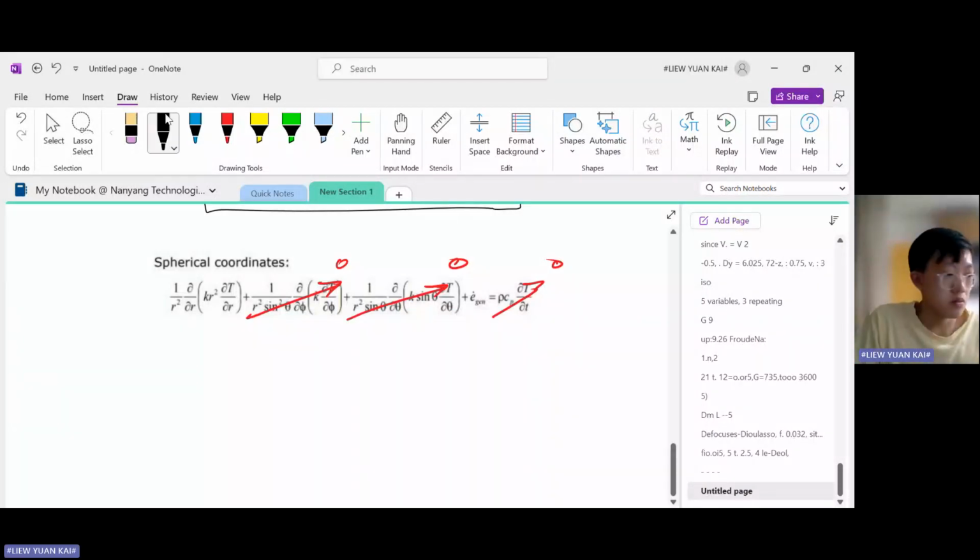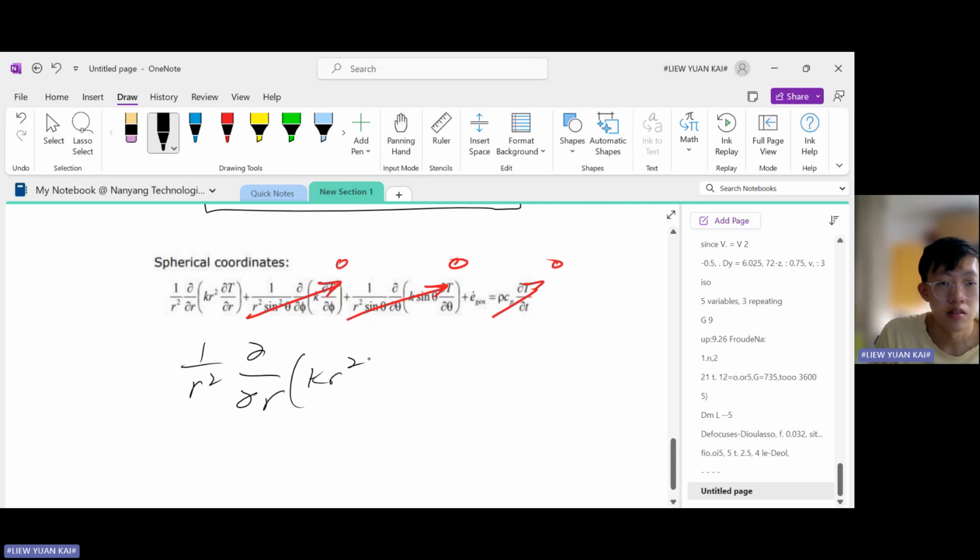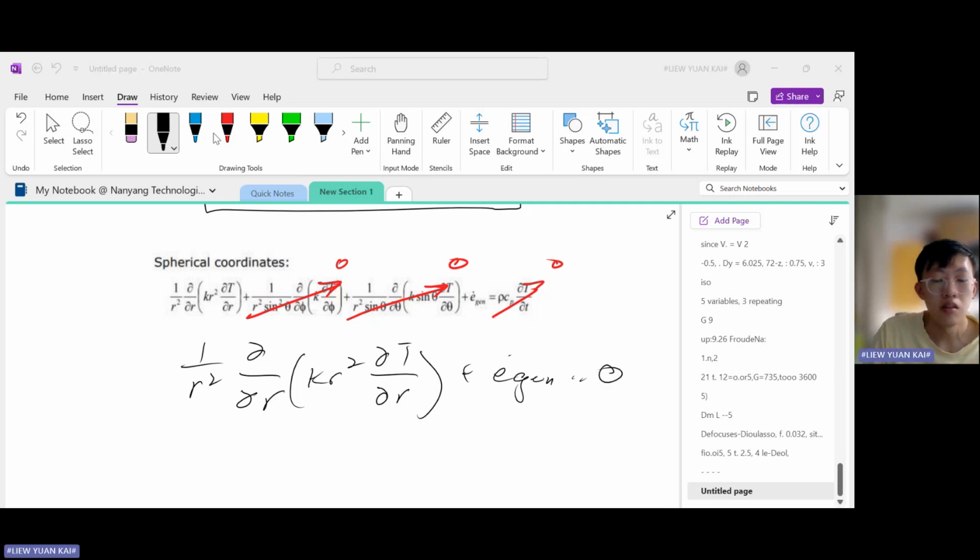Okay, so now we write down what's left over. So 1 over r squared, partial r, k r squared. Okay, so let's do some simplifications. We know that k is a constant, right? So we can take it out of the derivative.